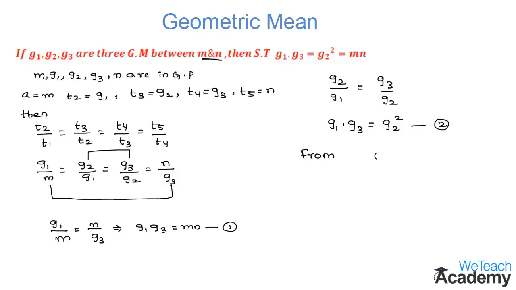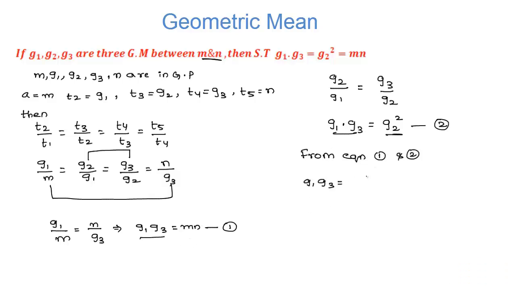So from equation 1 and equation 2 we have g1 into g3 as a common term, so g1 into g3 is equal to g2 square is equal to mn. So this is nothing but the required condition. So hence we proved the given condition. So this is how we solve an example on geometric mean.